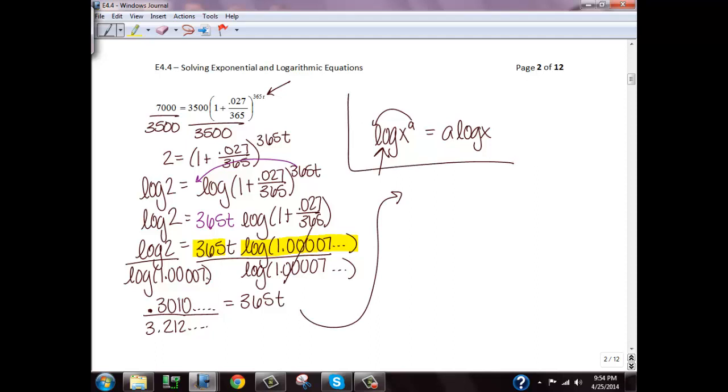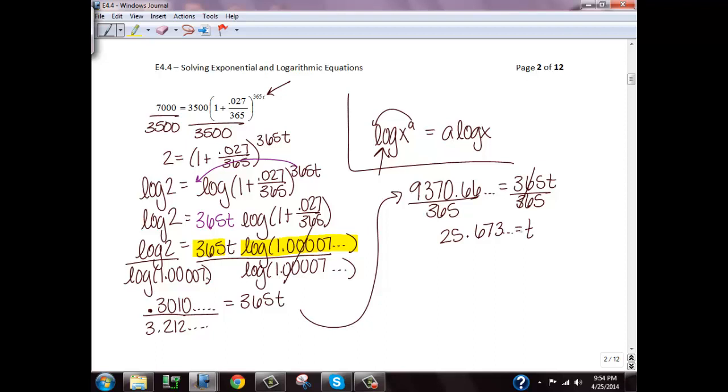So when I divide my two numbers on the left, I should end up with 9,370.66 and some more stuff equals 365t. And now to get t by itself, all I do is divide off my 365. Which gives me t is equal to 25.673 and some more stuff.